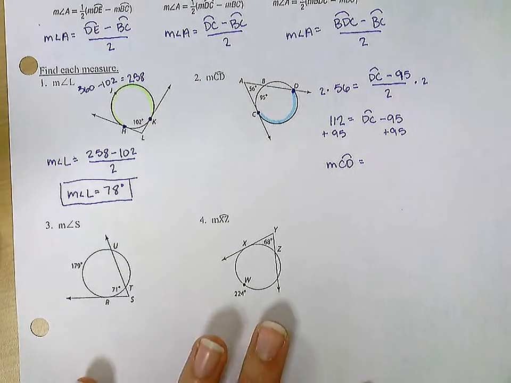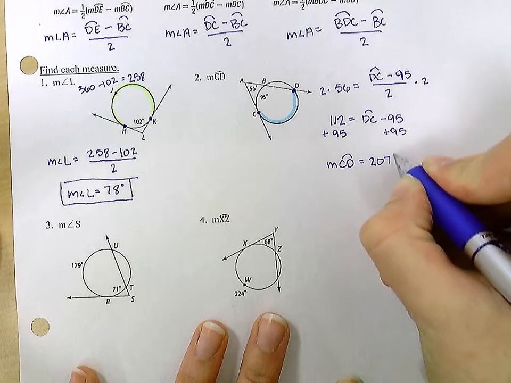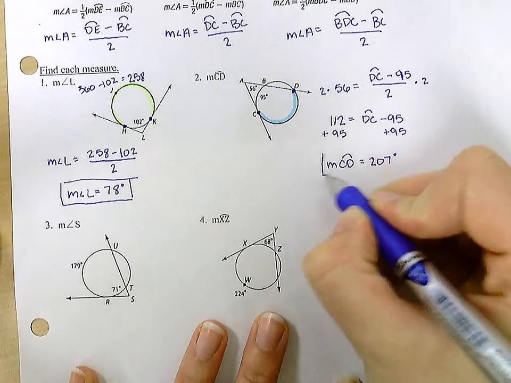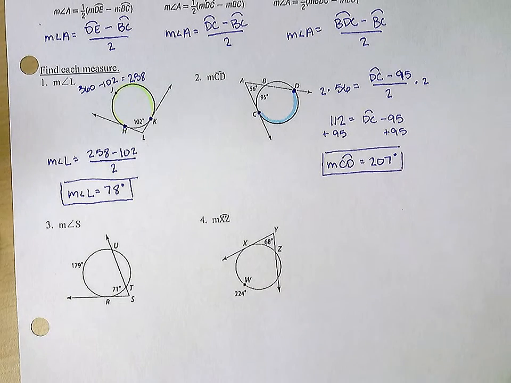Okay, and that will give me the measure of the arc I was looking for, which is 207. Okay, so again, just like on Friday, you're just plugging in each value into that formula. So if you're given the angle, plug it in for the angle. If you're given one of the arcs, plug that in for one of the arcs.